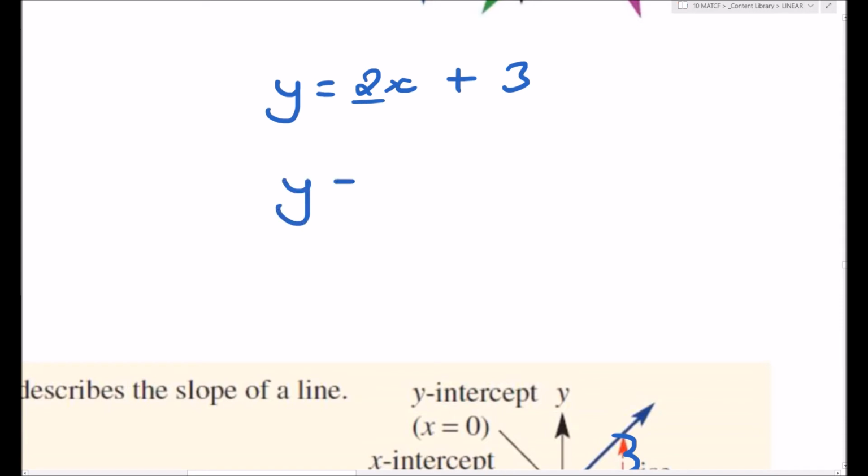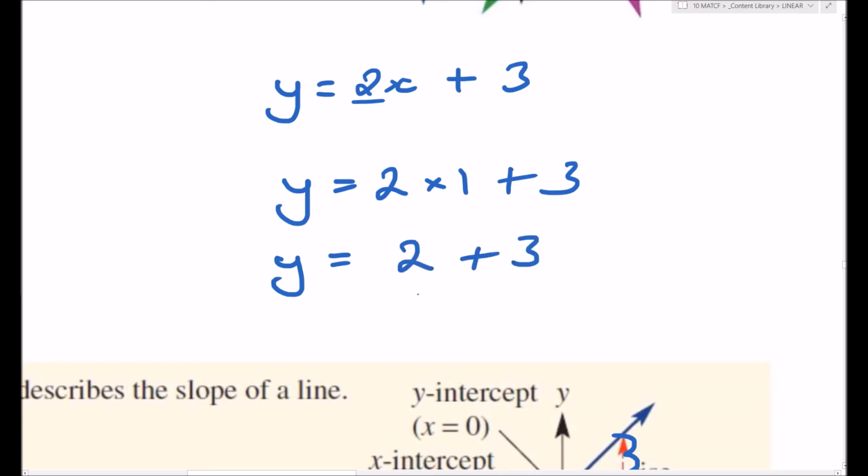So if I change x to 1, or the first term if you want to call it that, you're left with y equals 2 times 1, which is 2, plus 3, therefore y equals 5. So the first term in this case is 5.